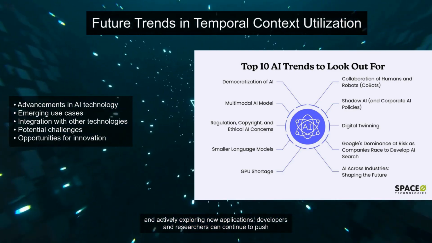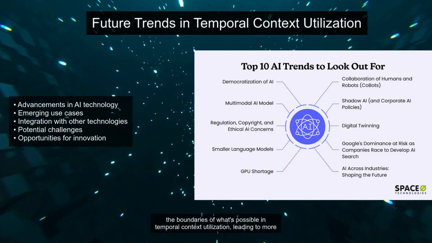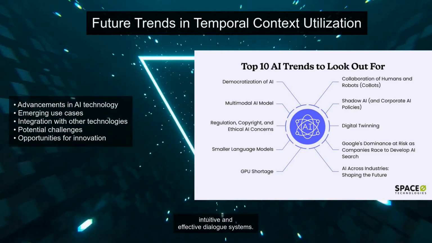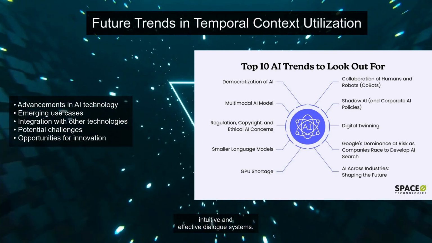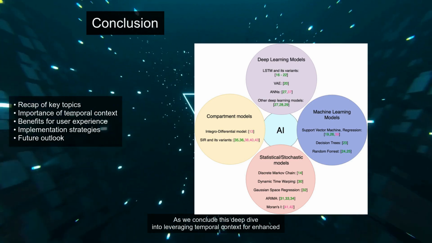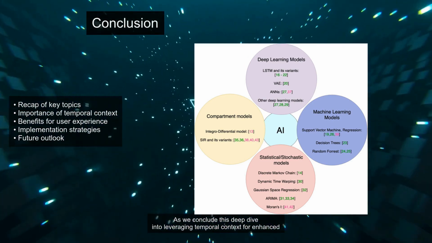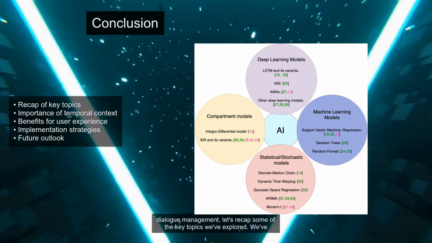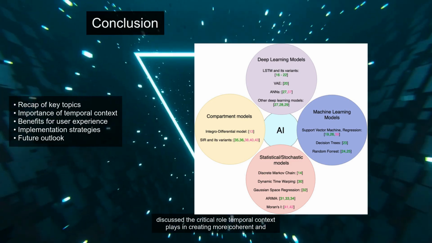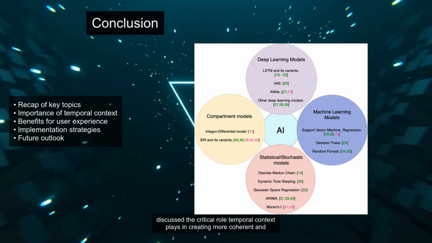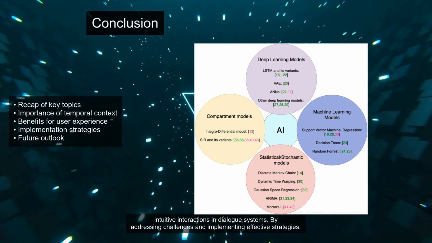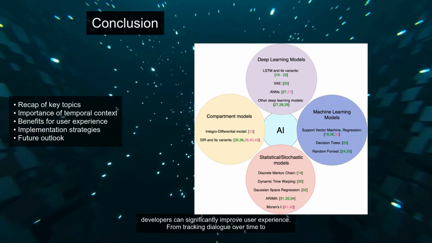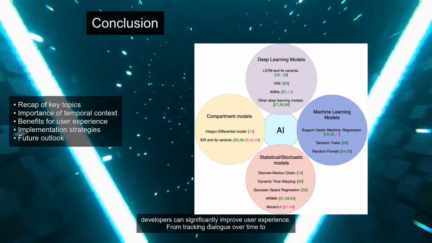By staying abreast of technological advancements and actively exploring new applications, developers and researchers can continue to push the boundaries of what's possible in temporal context utilization, leading to more intuitive and effective dialogue systems. As we conclude this deep dive into leveraging temporal context for enhanced dialogue management, let's recap some of the key topics we've explored. We've discussed the critical role temporal context plays in creating more coherent and intuitive interactions in dialogue systems. By addressing challenges and implementing effective strategies, developers can significantly improve user experience.